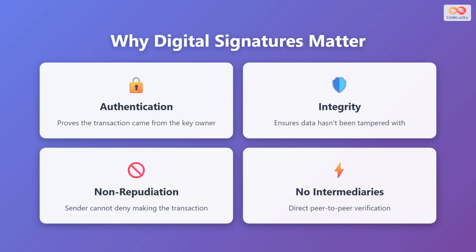Digital signatures provide 4 essential security properties for cryptocurrency. Authentication proves that the transaction came from the legitimate key owner. Integrity ensures that data has not been tampered with after signing. Non-repudiation means the sender cannot deny having made the transaction, as only their private key could have created that signature. Finally, digital signatures enable direct peer-to-peer verification without requiring intermediaries like banks or payment processors. These properties form the security backbone of all cryptocurrency transactions.